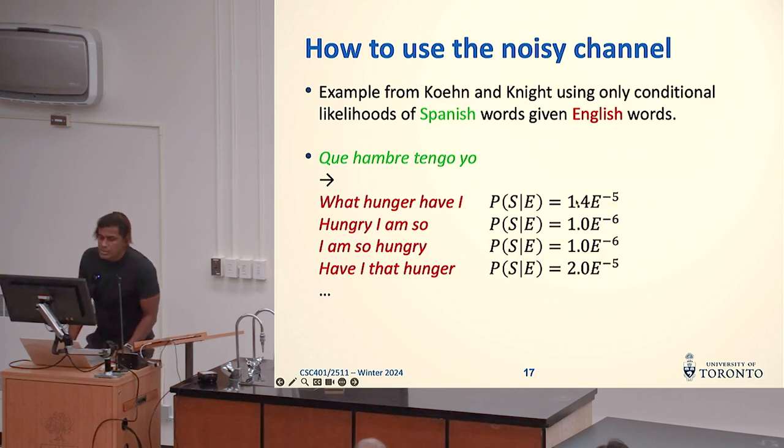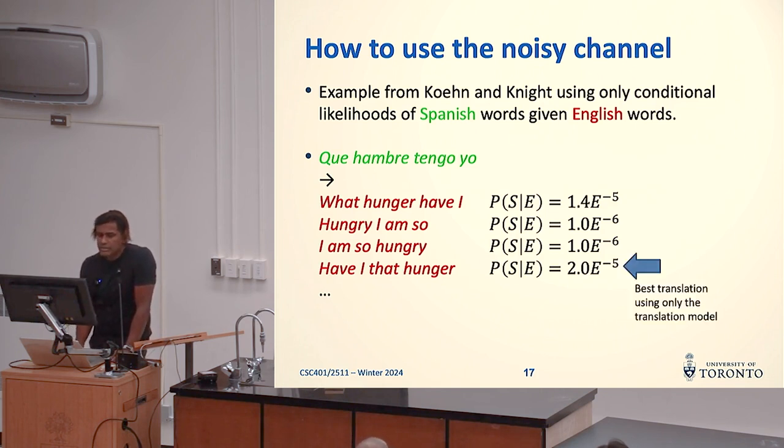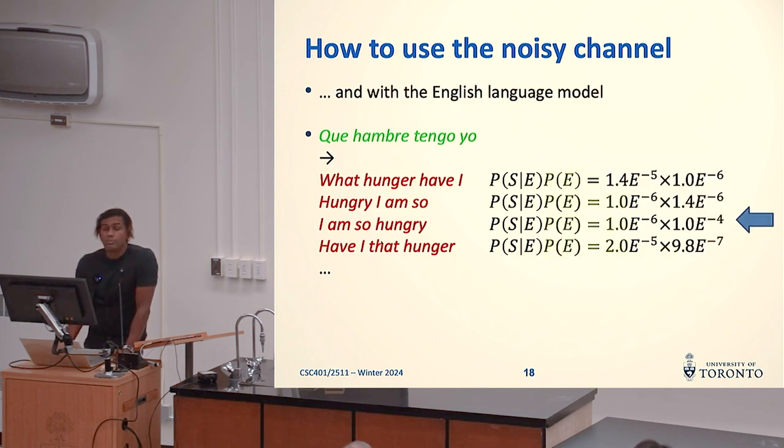If we use just the translation model, it will show that the best possible English translation is "have I that hunger". But knowing English, we know that this is not right. This does not sound right syntactically or semantically. "I am so hungry" is a better choice. So when we multiply this with our language model of English, it corrects it to the most fluent translation, which is "I am so hungry".